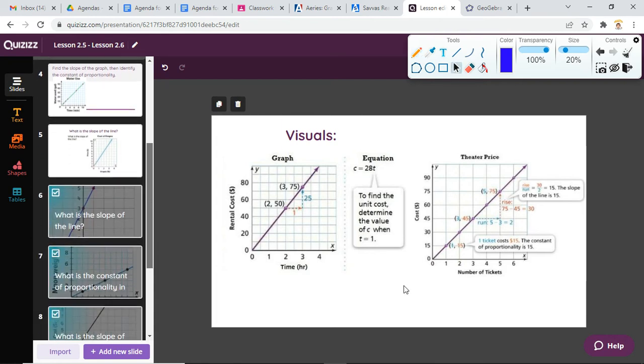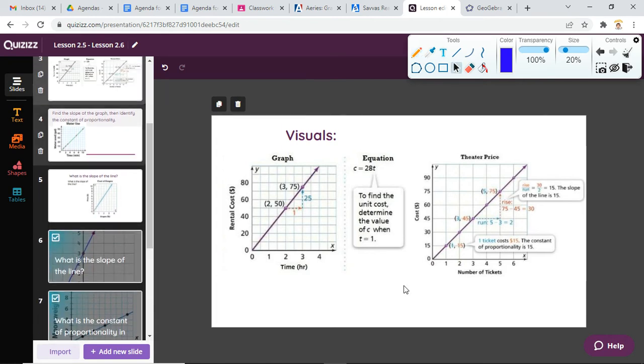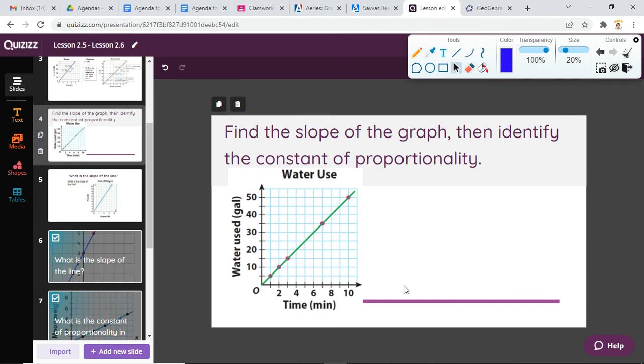All right, let's get rolling here. So we want to find the slope of the graph and then identify the constant of proportionality. Alrighty, so we got to ask ourselves on this one, is this a straight line through the origin? Well, it goes through this point right here, and it sure looks straight to me. So yes, this is a straight line through the origin, which means I can find my slope by doing y divided by x. Alrighty, so here, let's choose this coordinate.